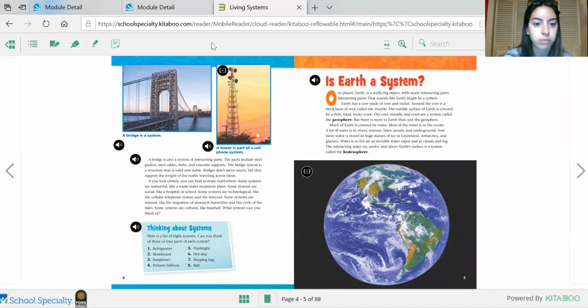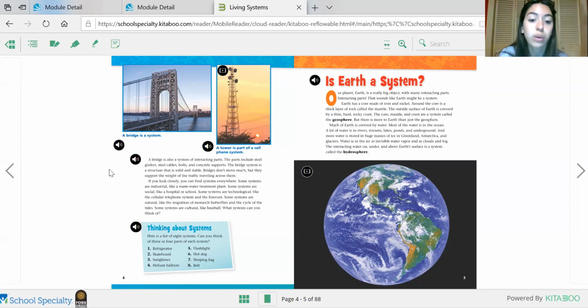All right, this is the last page. So right here it says, a bridge is also a system of interacting parts. The parts include steel girders, steel cables, bolts, and concrete supports. The bridge system is a structure that is solid and stable. Bridges don't move much, but they support the weight of the traffic traveling across them.